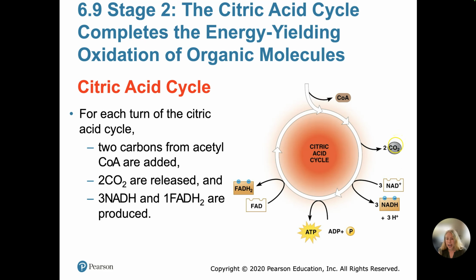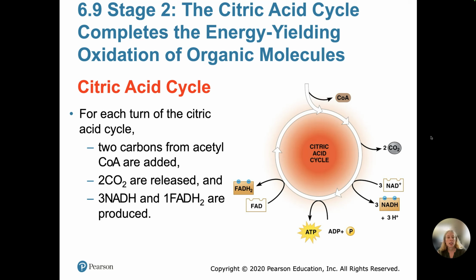If we go ahead and count up the NADH, we see that 3 NADH are produced here, and then 1 FADH2 is produced there. That's where those numbers come from. And then an ADP is phosphorylated again to make ATP. This is a very simplified image of the citric acid cycle.